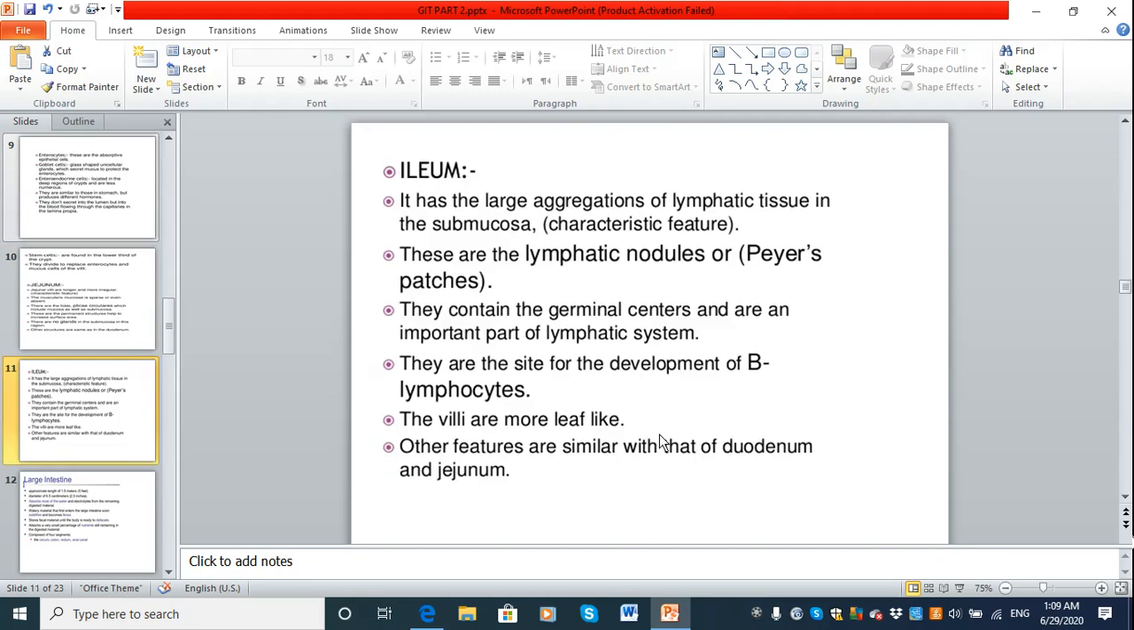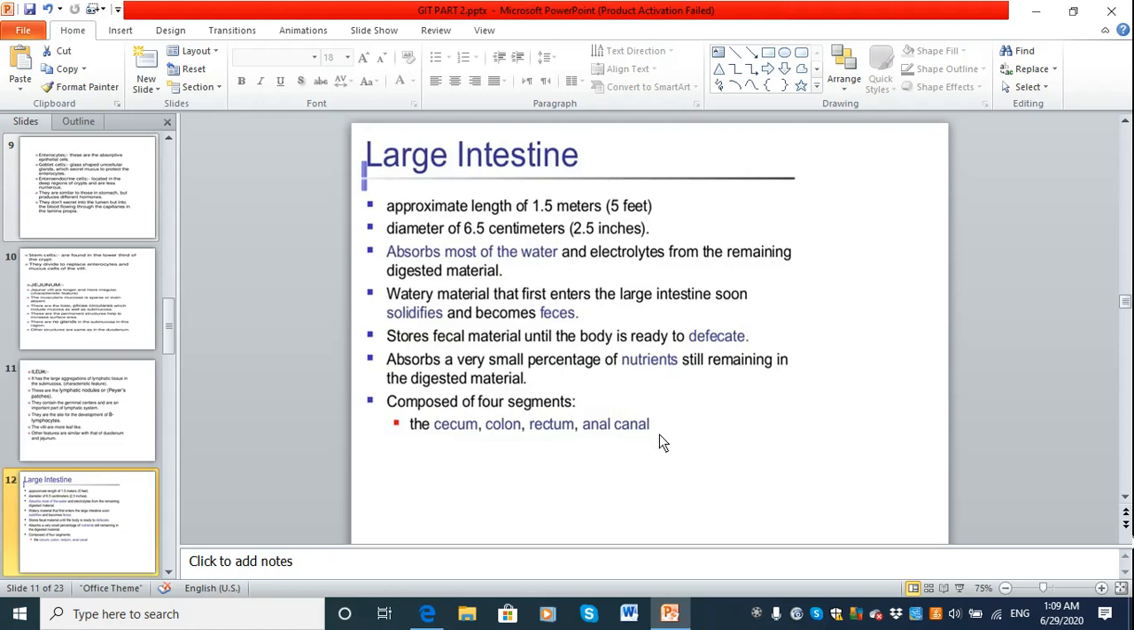The ileum is different. It has large aggregations of lymphatic tissue in the submucosa, called lymphatic nodules or Peyer's patches, and it is a good site for the development of B lymphocytes, as I said, with germinal centers for the development of B lymphocytes. The shape of the villi in the ileum is like a leaf, and the other structures are the same as those found in the duodenum. Okay. The large intestine is about 1.5 meters in length, while its diameter is 6.5 centimeters.